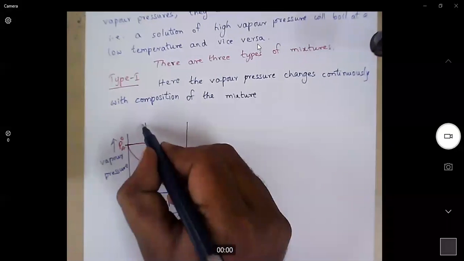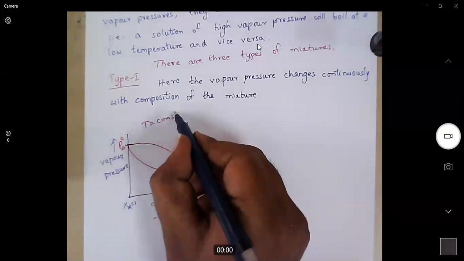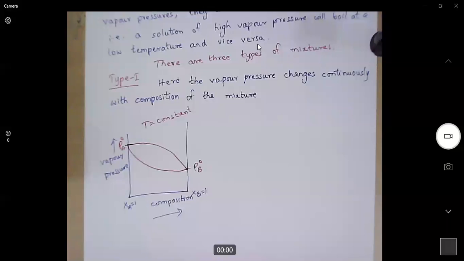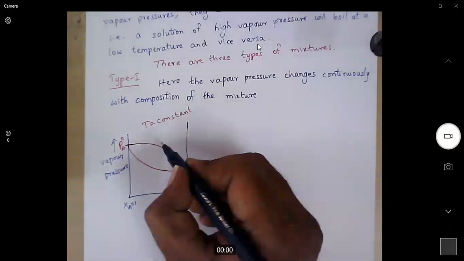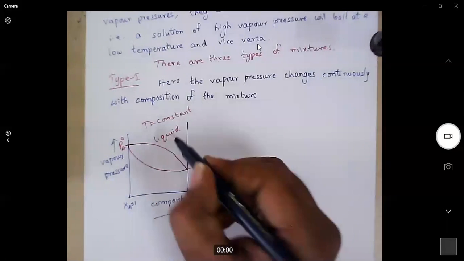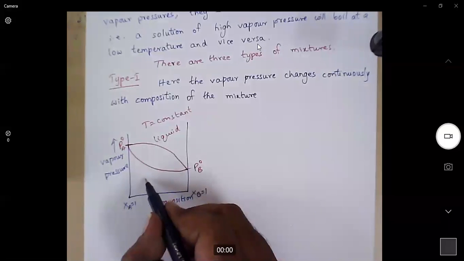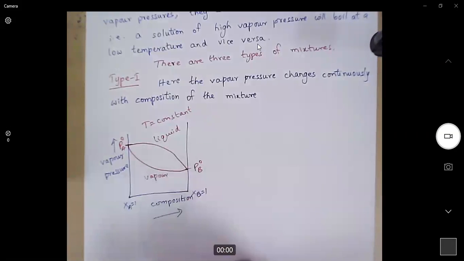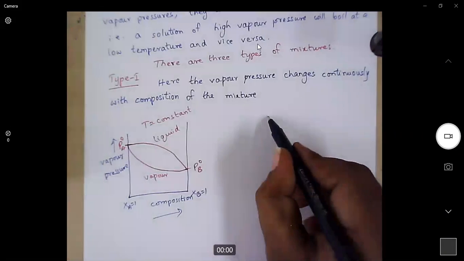Here temperature is always constant. We don't study the effect of temperature. Okay, temperature is always constant. Now the top layer is richer in liquid and the bottom layer is for vapor. This is the vapor pressure composition curve.